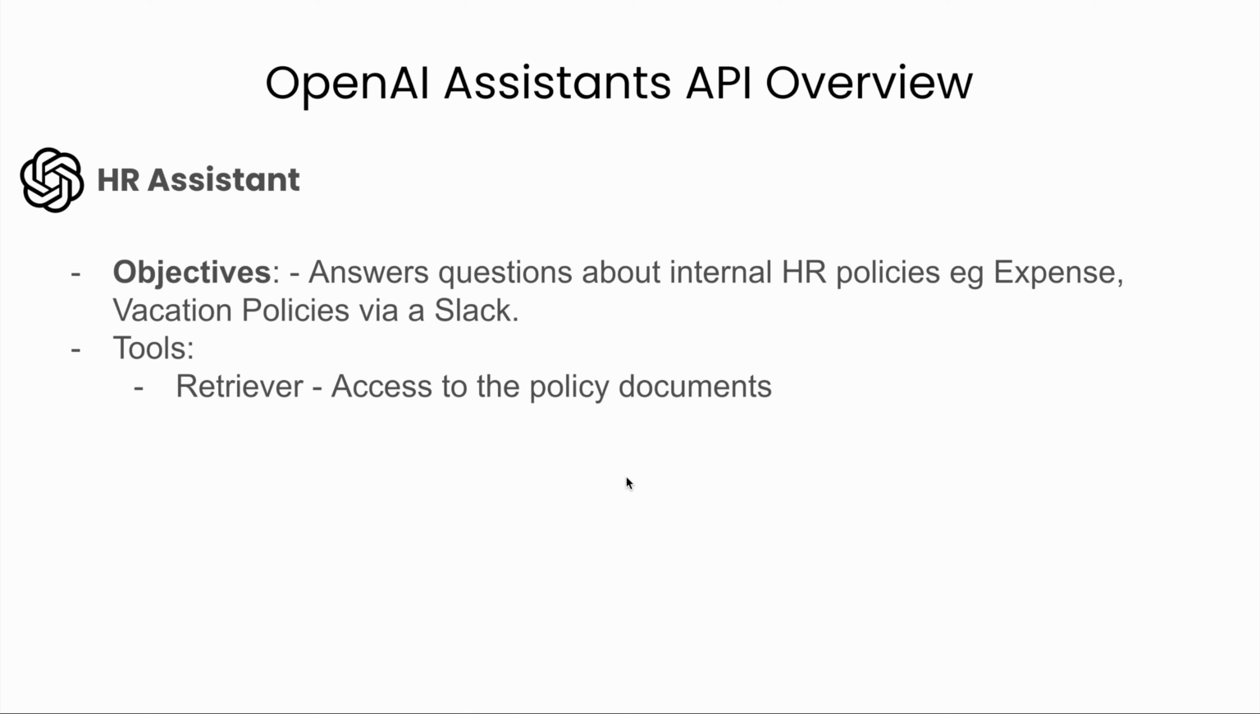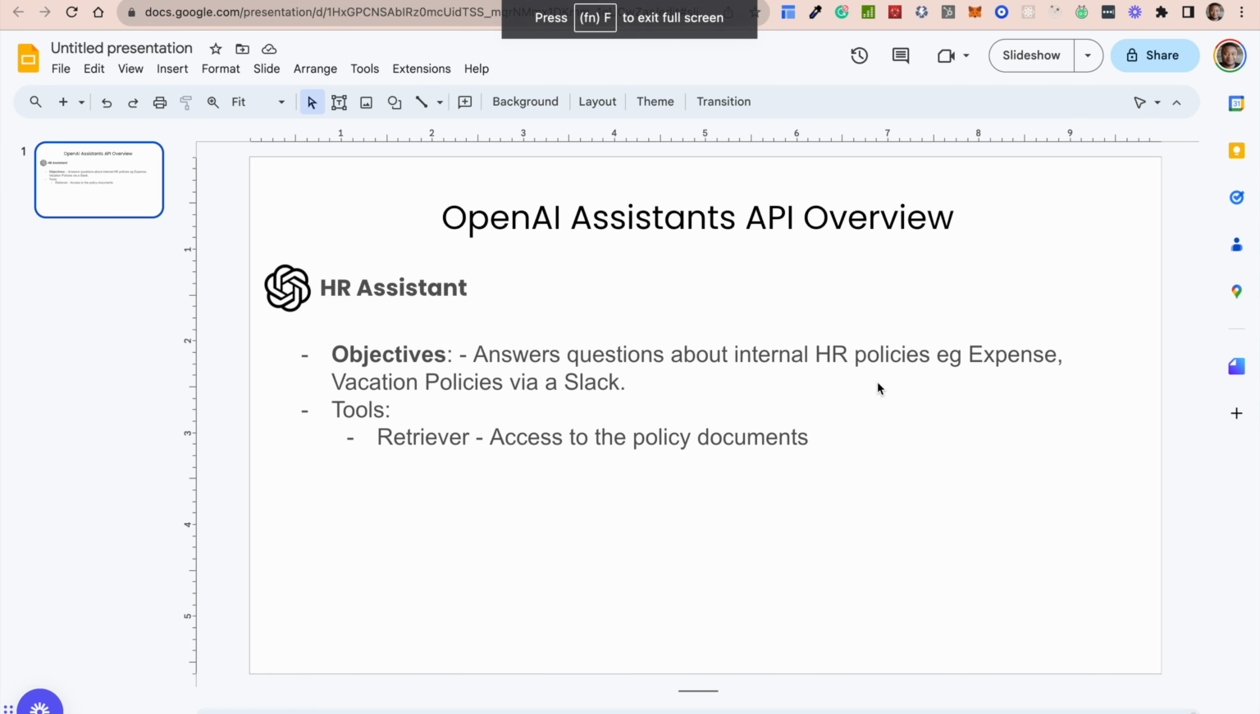Like I said, you can deploy a lot of these assistants. You can even deploy them as different bots inside Slack. It's going to have a retriever tool. That's the only tool we're providing to this assistant, which allows it to access your policy documents and provide responses when a question comes in. So basically, you're building an internal HR help desk. That's what we're trying to do here.